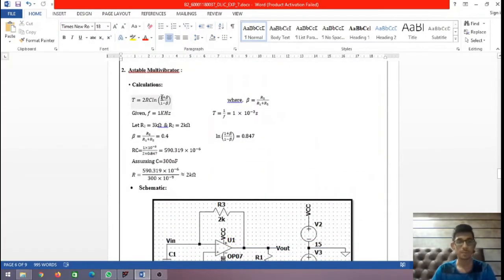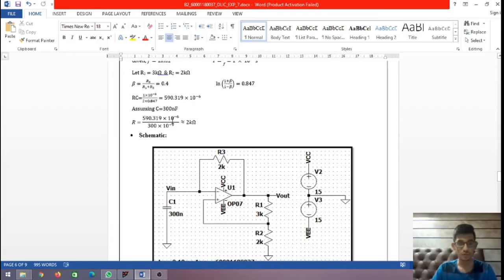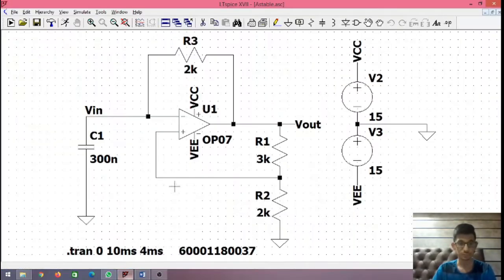Here we can see the time period for the astable multivibrator is given by this formula, and the beta here we have already calculated, which is 0.4, and the given frequency for the astable multivibrator is 1 kilohertz. So we will get T as 10 raised to minus 3 seconds. Substituting, we get the value of ln of 1 plus beta as this, and we find the RC, as T is known and this is known. We take the capacitor value as 300 nanofarad, so we get the resistor value as 2K. That way I got the value of the capacitor and the R3 here.